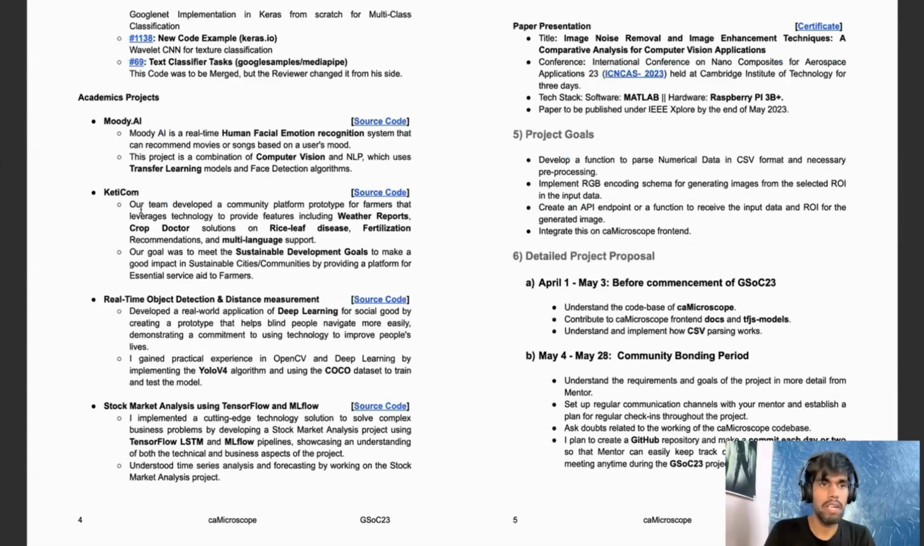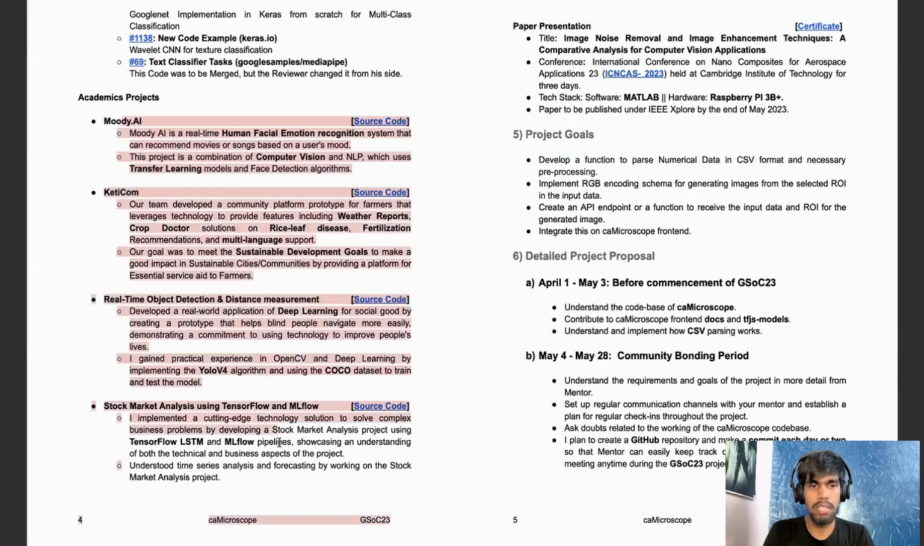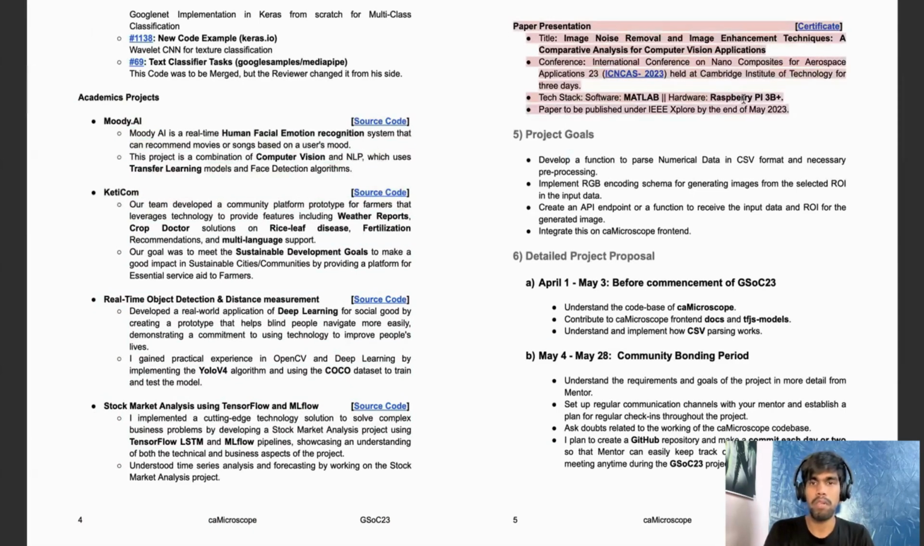And now let's proceed with the next thing, which is your academic projects. Again, I added four projects where I used TensorFlow, where I used OpenCV, and again, TensorFlow and computer vision. So these were my four projects. And as I also said that I presented a paper in the image processing domain, which was related to Raspberry Pi. So I just added all the links over here along with the certificates.